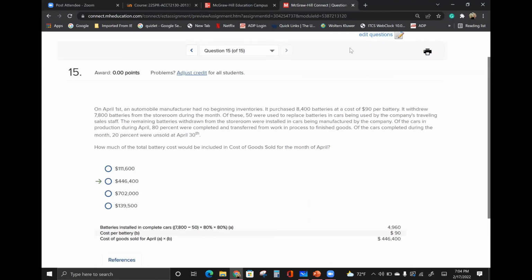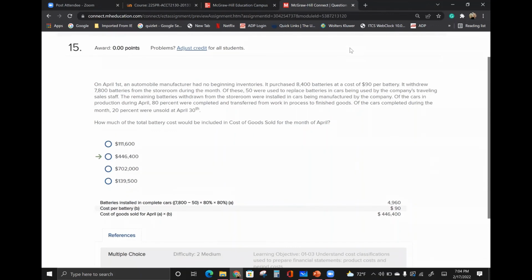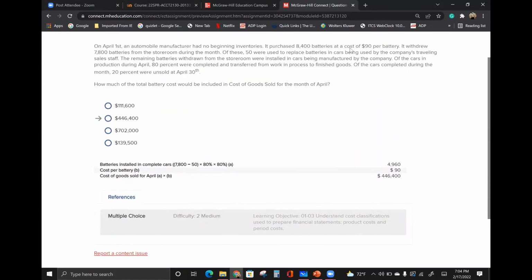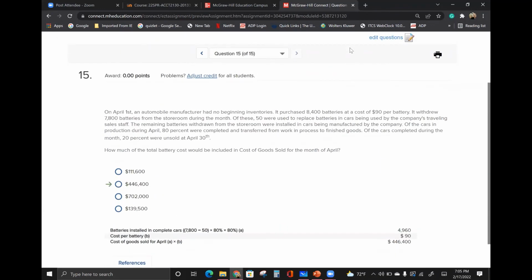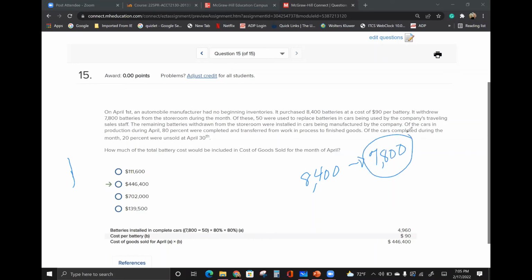So we've got to go through the process of the batteries to figure out what it is. So we start with 8,400. Let me just go down here and see if they show you the calculation for the 8,400. No. Okay, so we have 8,400 batteries, and it's saying that I withdrew 7,800 out of that. So this is what I'm working with right here. It's saying 50 were pulled out to use on cars with the sales staff. So we're not selling those, right? We're just using those for us. So we're going to take those out.